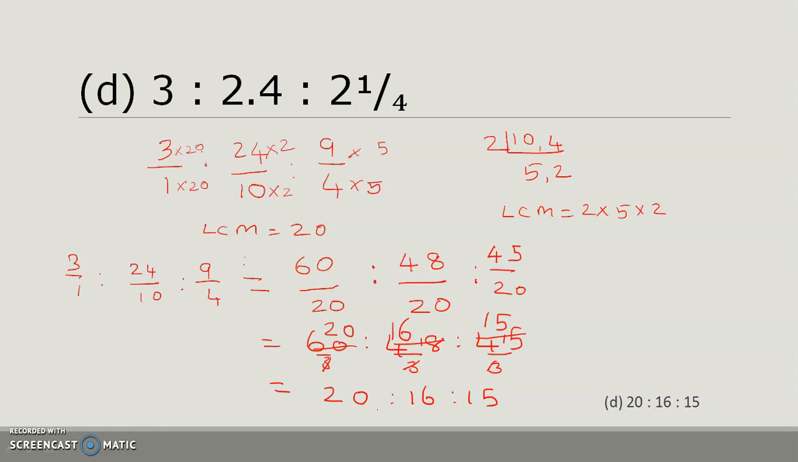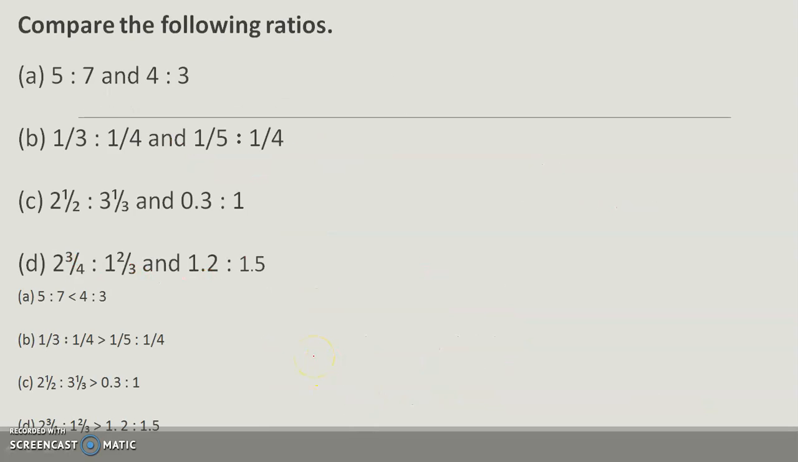Okay children, now the next thing is compare the following ratios. It is very similar to comparing the fractions. Let me begin with the first one, and B and C are again homework for you that you have to do in your homework note, and D we will do. Okay, now let us start with the first one. 5 is to 7 and 4 is to 3. How will we write? In fraction, we will write it as 5 by 7 and 4 by 3.